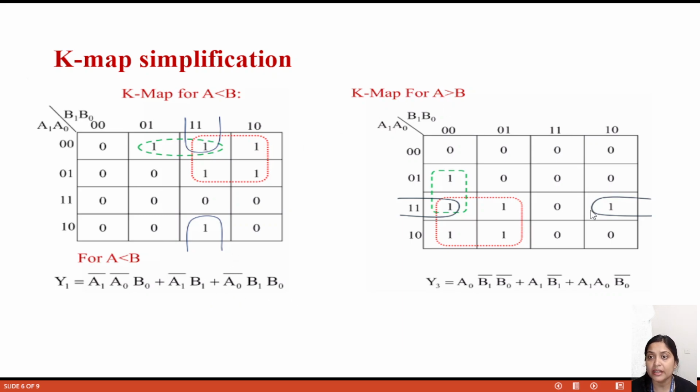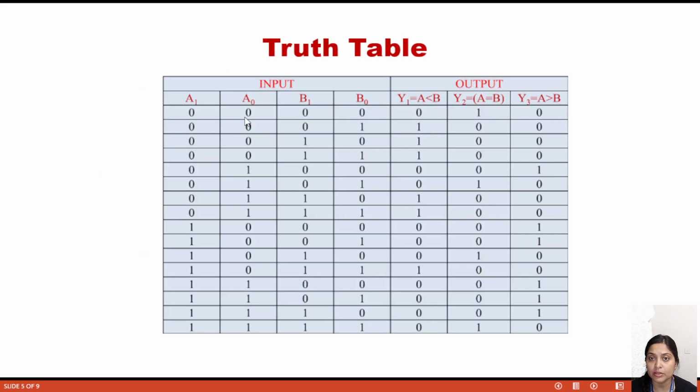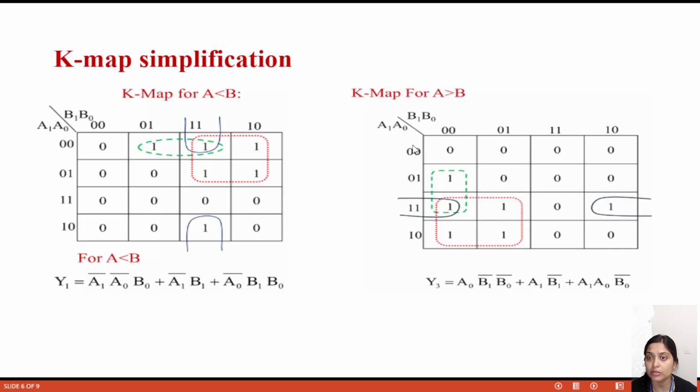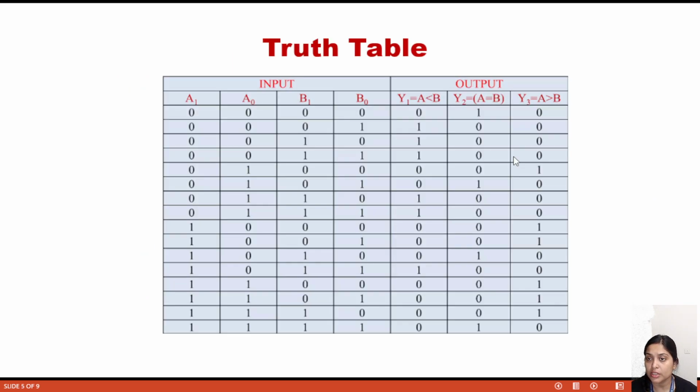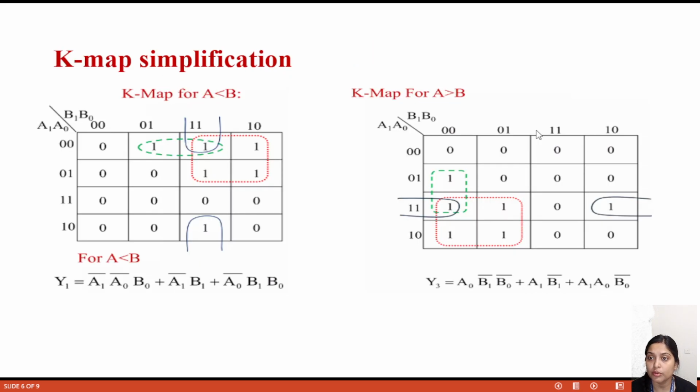Then coming to A greater than B. So here A1, A0, B1, B0. Same thing, first of all we will concentrate on A greater than B. That means 0 0 0 0 is 0, so we will put 0 here also. Then 0 0 0 1 is also 0. Just check once again, 0 0 0 1, it is also 0. In this way we have to fill all the other cells.